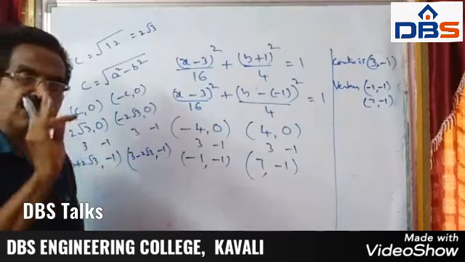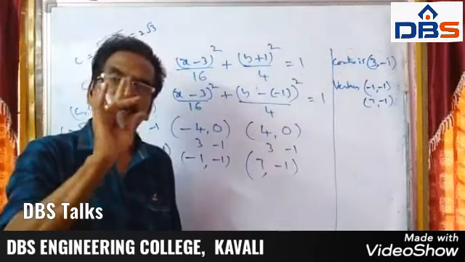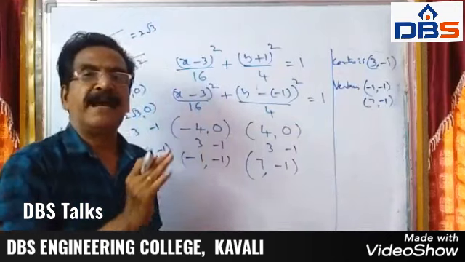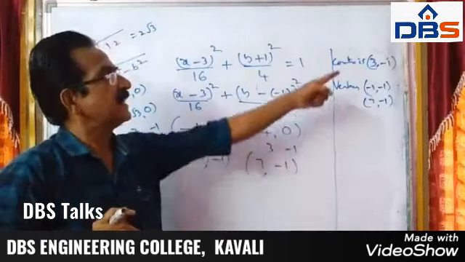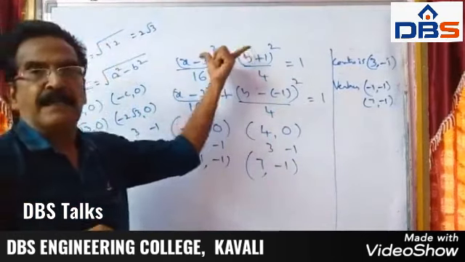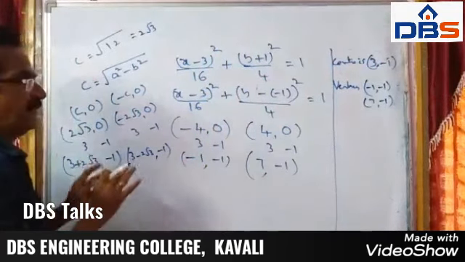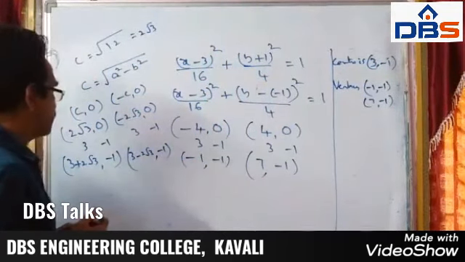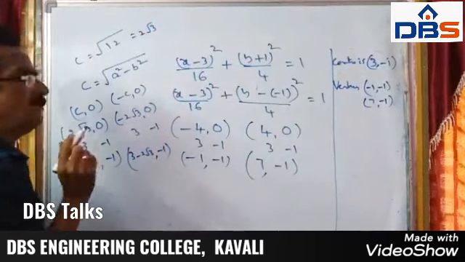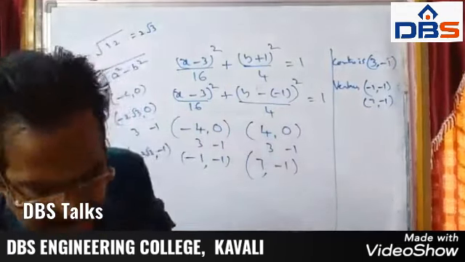Okay friends, so we have to remember the coordinates for x square by a square plus y square by b square is equal to 1, and then by adding the center we get the vertices in the H comma K format. Okay friends, this is the first problem: center, vertices and foci. Okay friends, let us take up the second problem.